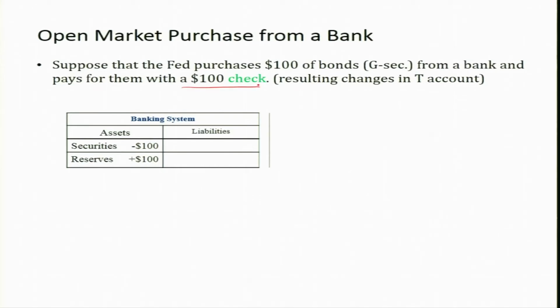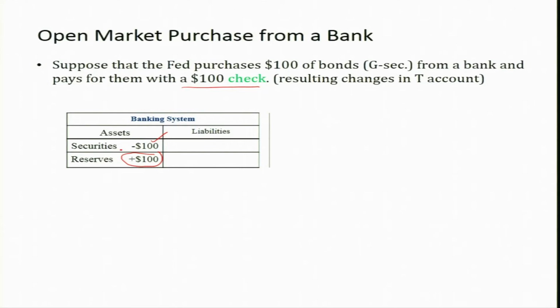So what are the resulting changes in the T account? We can see that in the banking system, the amount of securities has declined by $100. Then when this is transferred to the Fed, the central bank, the Fed will be crediting the accounts of the banking system with $100, maybe through check, it does not matter.